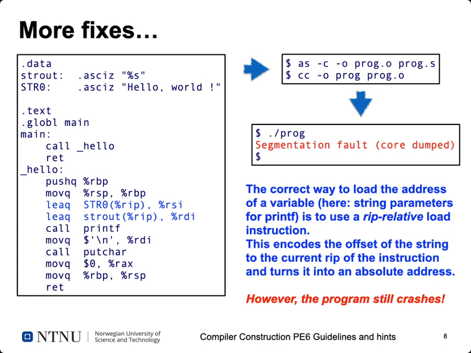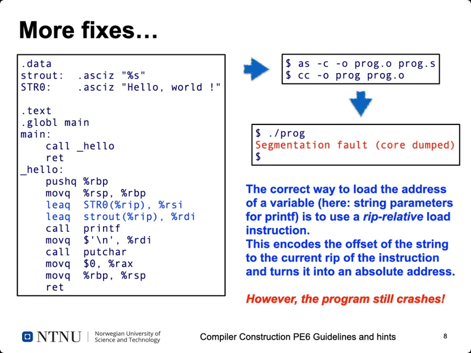So after this LEAQ, we again have absolute addresses, but they have been computed on the fly while the program is executing by adding the value of the instruction pointer to the offset to the string in our program, instead of providing direct absolute addresses in our program. Hooray! So when we assemble this and link it, it works, and we get a program that's executable.